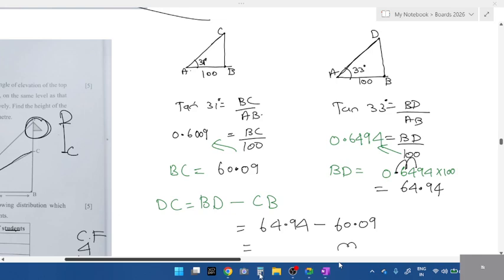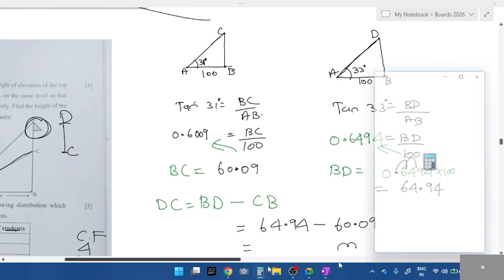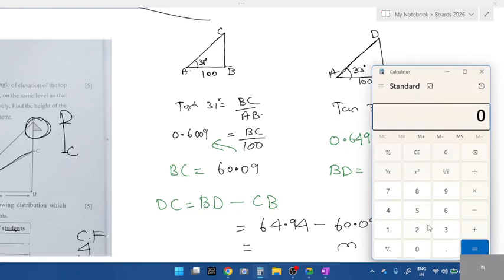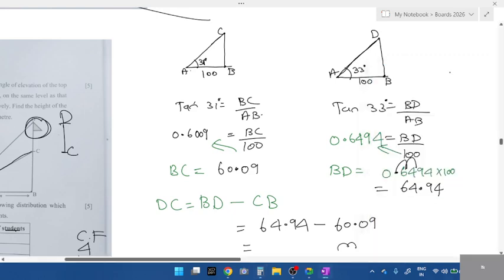All of you are completed? 64.94 minus 60.09 is 4.85. Did you all get 4.85 as the answer? This is the height of the flagpole, students: 4.85 meters.